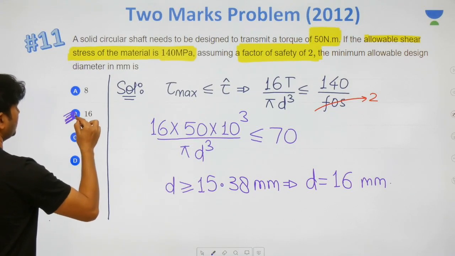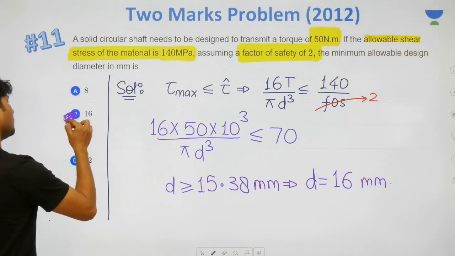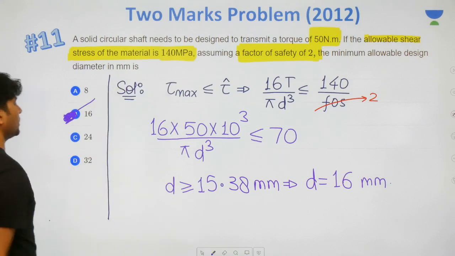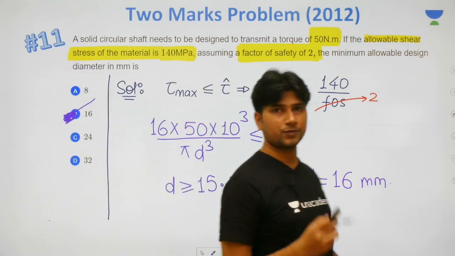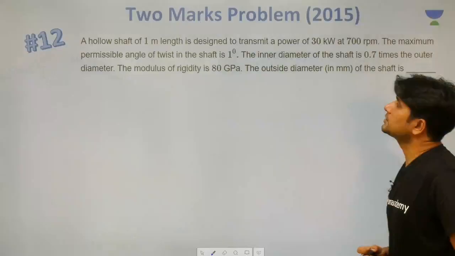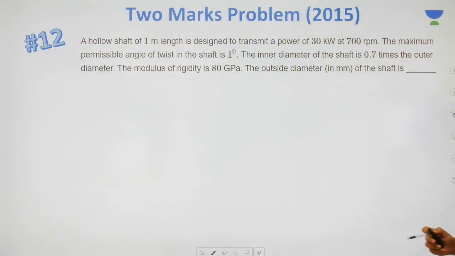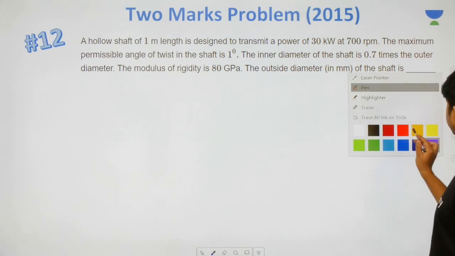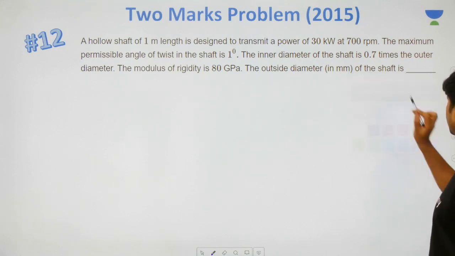And that nearest greater value is nothing but 16. Dia must be minimum 16 mm. All right, minimum 16 mm dia is acceptable. Once again, you get 2 marks. Let's go ahead and try solving this 2015 problem that they asked for 2 marks.